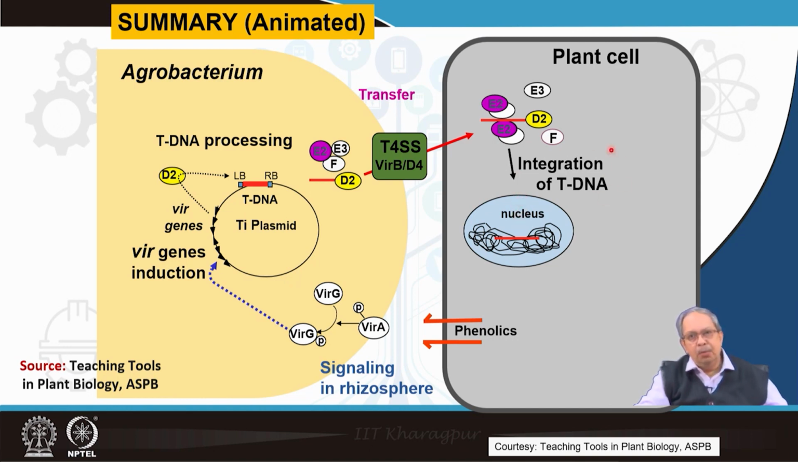There are certain plant proteins which also help to enter this Agrobacterium tDNA inside the plant nucleus, and then finally it is integrated into the plant nucleus. If it is integrated in transcriptionally active sites, then it will transcribe, and the gene expression happens in the tDNA for auxin, cytokinin and opines, and as a result we will see the crown gall formation.